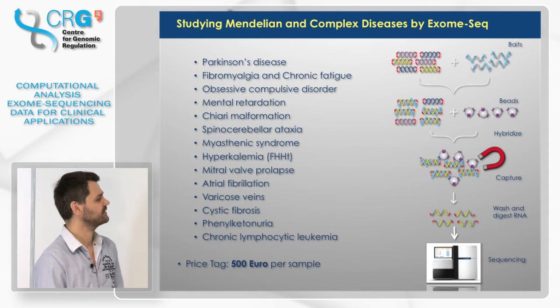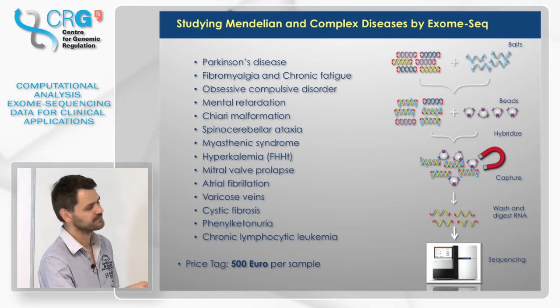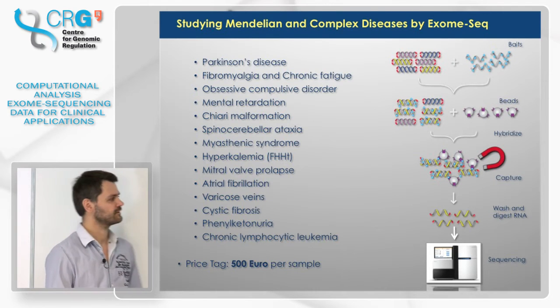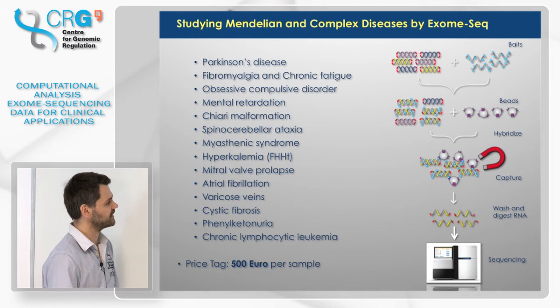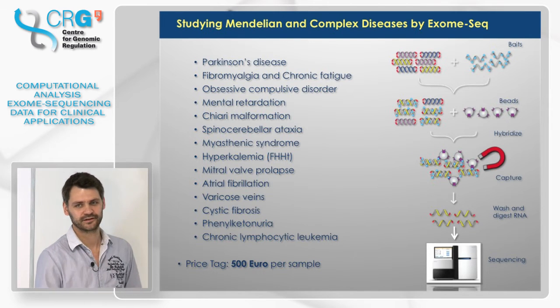So if you multiplex by barcoding the sequences, and we can combine 6 in one lane, that would mean in one flow cell, it would be 8 times 6 human exomes we could do.